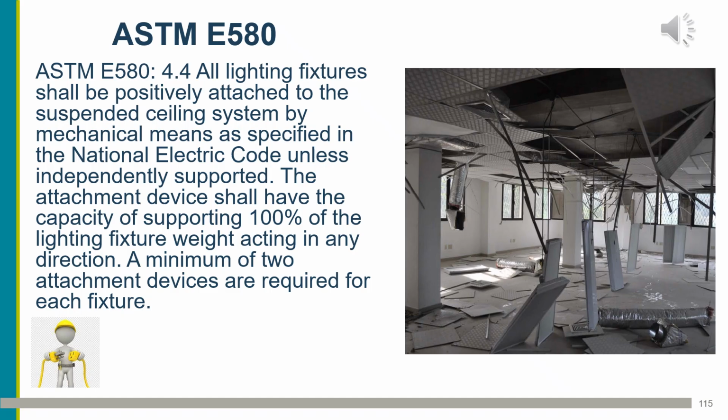ASTM 580 in 4.4 reads, all lighting fixtures shall be positively attached to the suspended ceiling system by mechanical means as specified in the National Electric Code unless independently supported. The attachment device shall have the capacity of supporting 100% of the lighting fixture weight acting in any direction, with a minimum of 2 attachment devices required for each fixture.